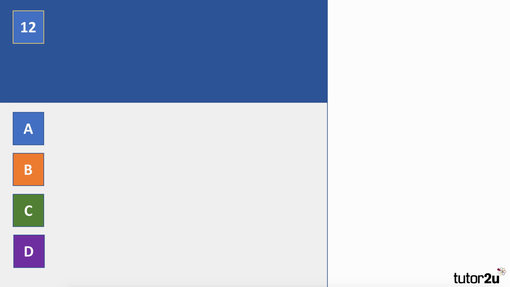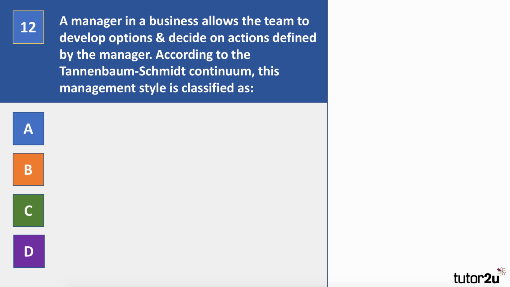Question 12 now. A manager in a business allows the team to develop options and decide on actions defined by the manager. According to the Tannenbaum-Schmidt continuum, this management style is classified as what? Here are your 4 options. Make your selection now.